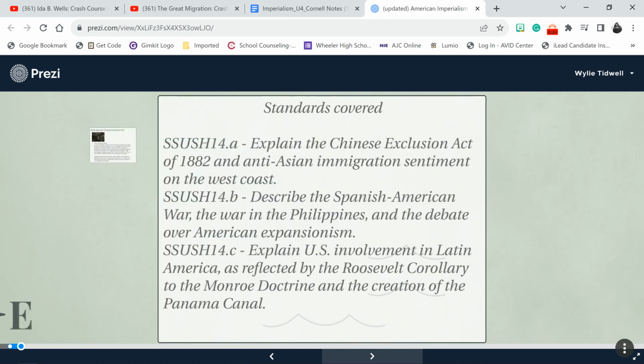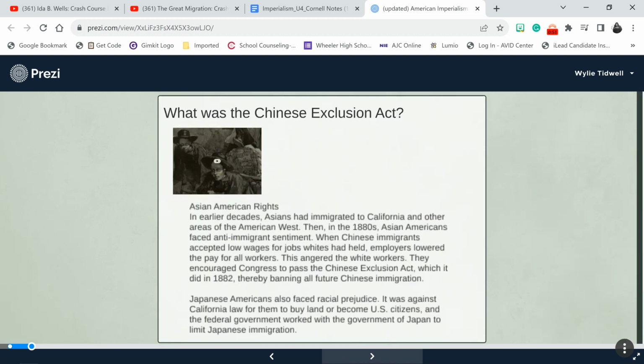Let's get started. All right, so this covers standard 14, 14A, which is mainly the Chinese Exclusion Act. We should be good there, though, right? B will be the Spanish American War. Wait till we get to that, y'all. And then also U.S. involvement in Latin America, the Roosevelt Corollary. Remember that word, the Monroe Doctrine? Remember I told y'all don't forget about it? It's coming back up, and we're about to add to it. And the Panama Canal. Has anybody ever been to the Panama Canal?